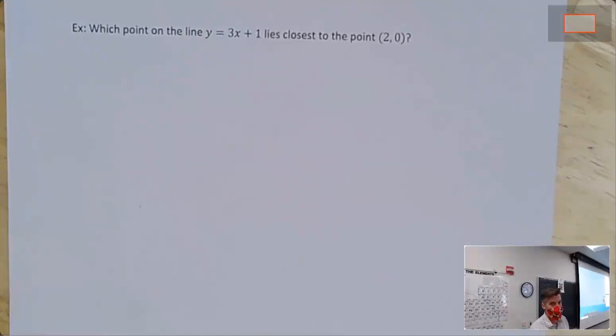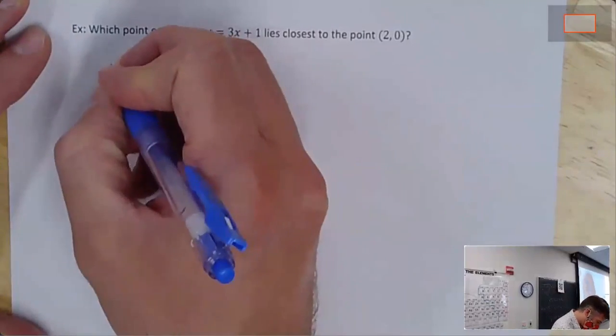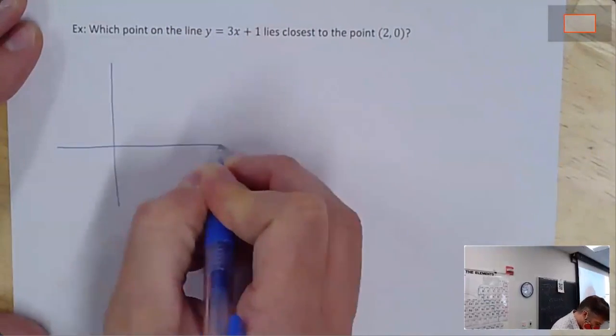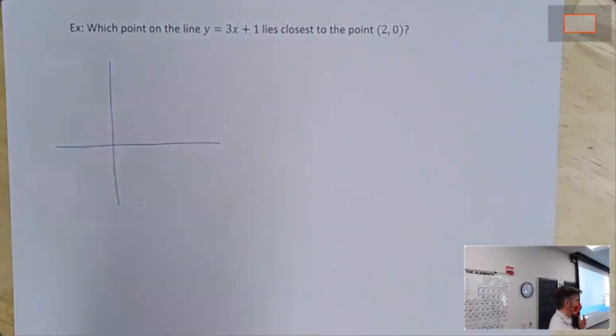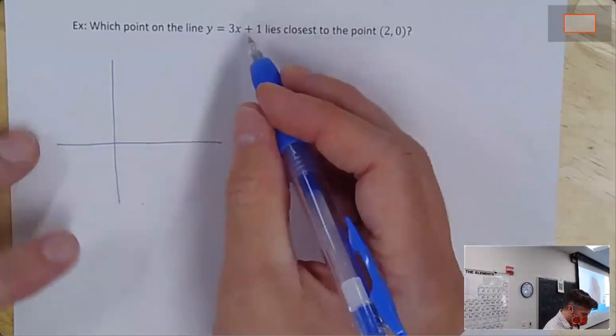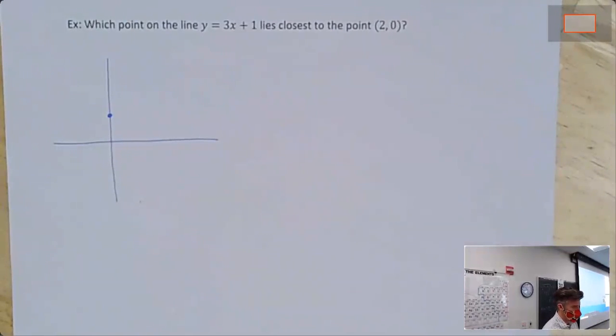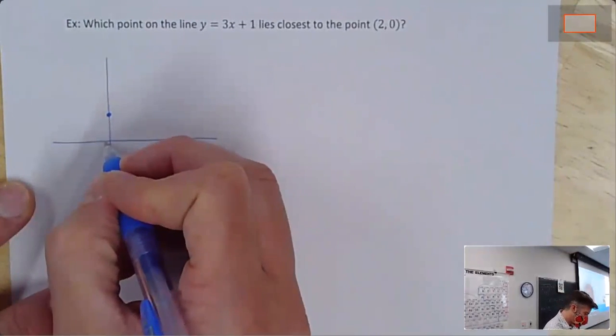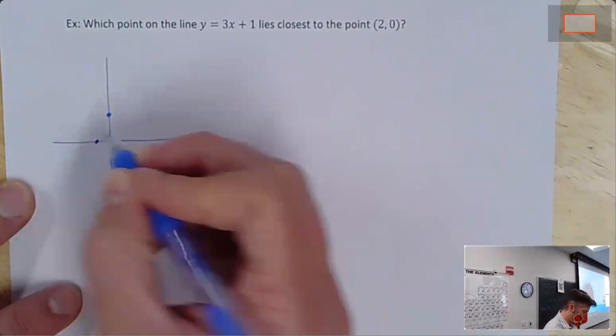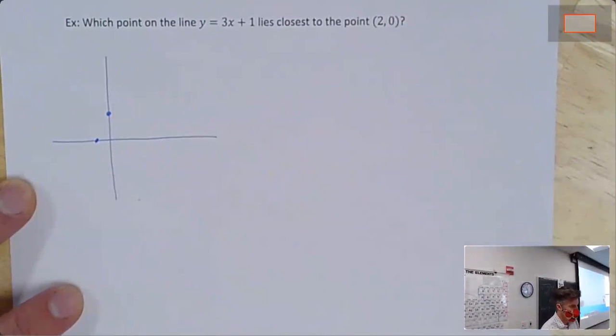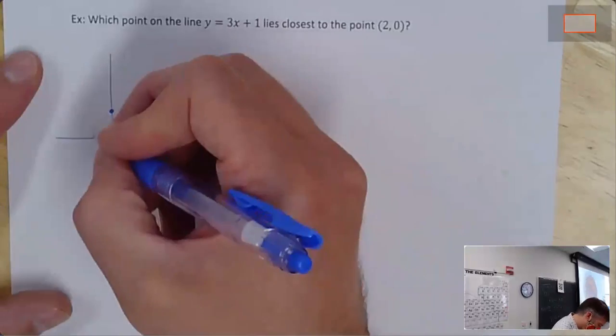Which point on the line y equals 3x plus 1 lies closest to the point 2, 0? Okay, let's draw a picture. Try and draw an all right picture here. So y equals 3x plus 1. It doesn't need to be perfect, right? I know that has a y-intercept of 1, has an x-intercept of -1/3. I don't really want to draw it that close to the origin, so I'm going to maybe scoot it over a little, maybe not quite as perfectly -1/3 as it needs to be. That's okay.